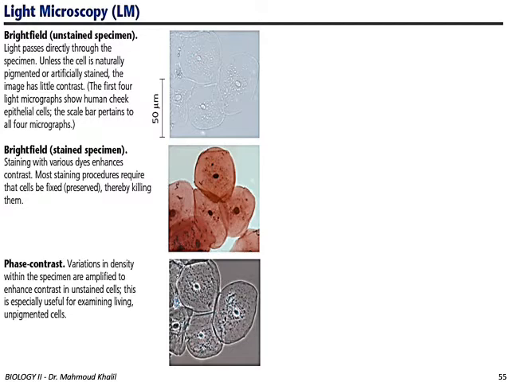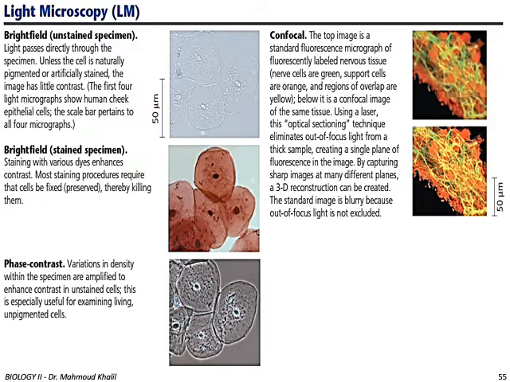Normally scientists use this type of microscope in cell culture so they can see live cells. The main advantage of this microscope is that it uses a variation of density within the specimen. This variation in density is amplified and enhanced in contrast in unstained cells, so these unpigmented cells can be easily seen. The other type of microscope, one of the very expensive types, is the confocal microscope.